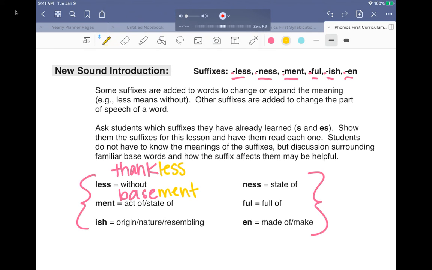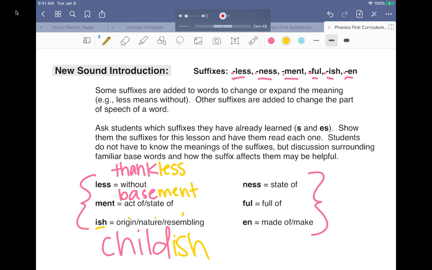All right, next one is ish. Let's look at this word. Oops, that's not the letter I meant to write. What is that word? Child. What if I add the suffix to it? What does the word become? Childish. It means origin, nature, resembling, means I am resembling a child. I am acting in the nature of a child. I am being childish. When I'm being childish, it means I'm acting like a kid. I'm acting like a baby, right? If I'm a grown adult and I throw a fit, that's pretty childish.